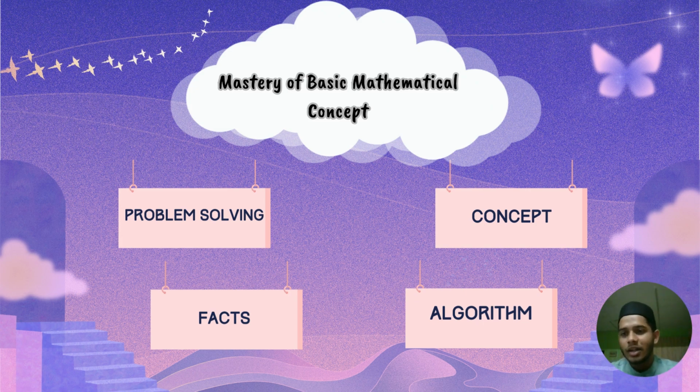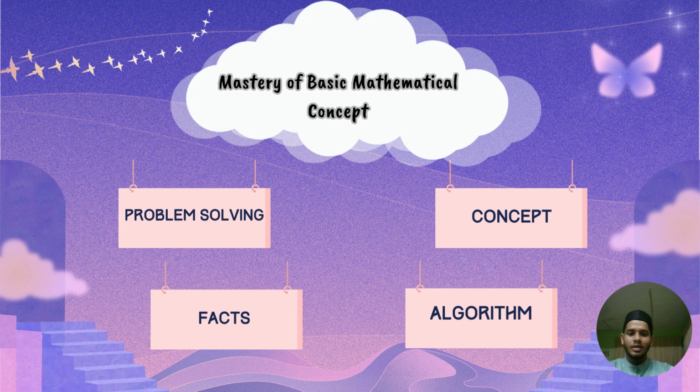The last one is algorithm. Algorithm is the process by which students answer the question systematically. For example, students must arrange which basic concept they use first to answer the question, and so on.